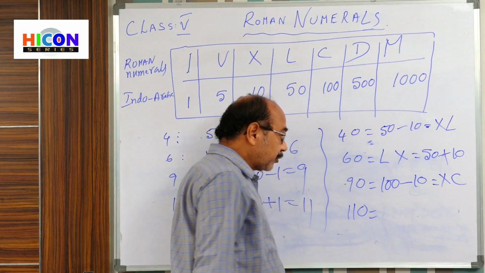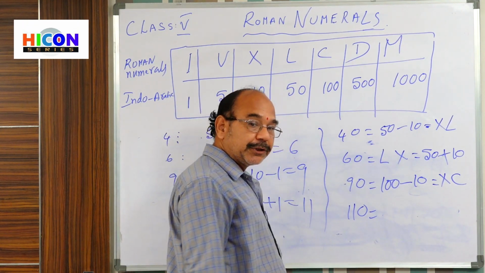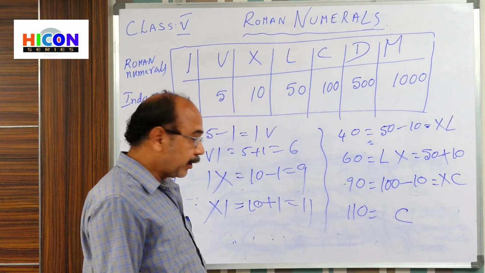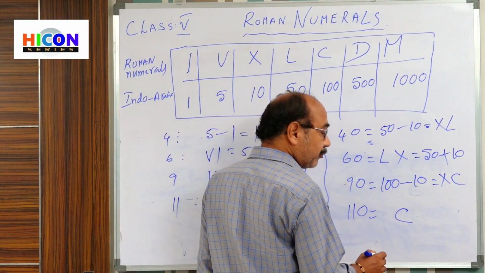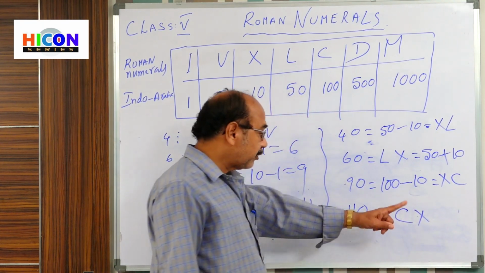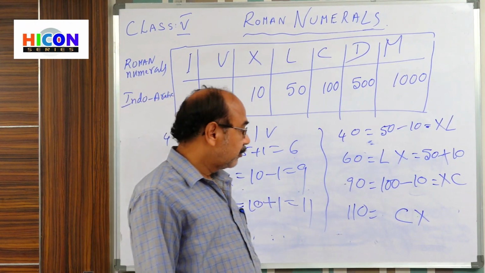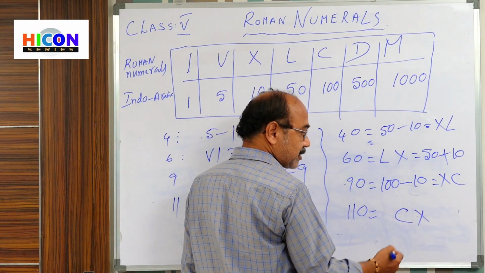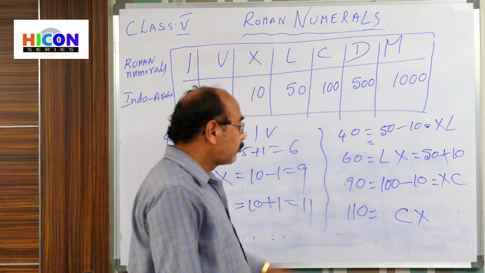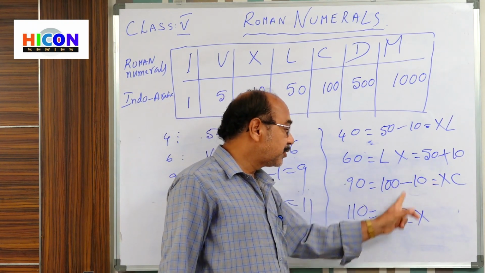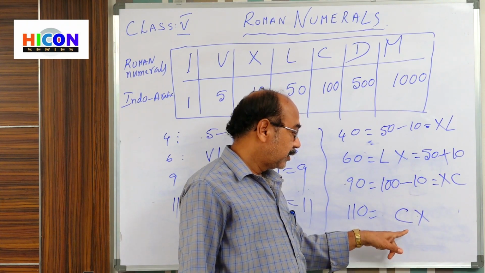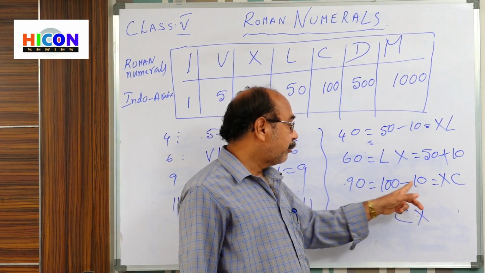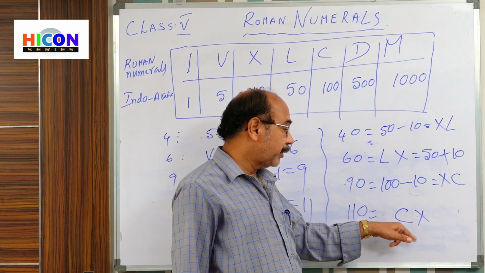Okay. Now 110, you see. Take the combination. C for 100, plus 10, 110. CX. 100 plus 10, CX. Reverse, if we take reverse, that means 90, XC. XC, CX. Here subtract, here add. Subtracted means minus, added means plus.